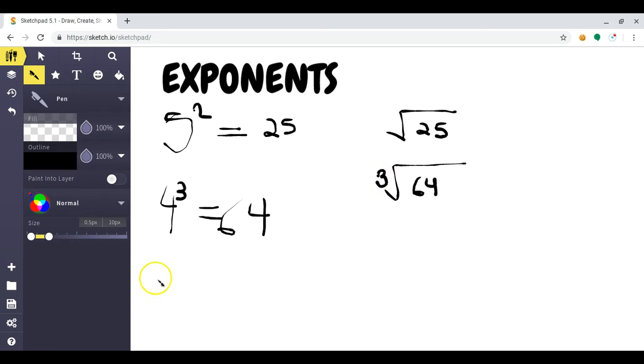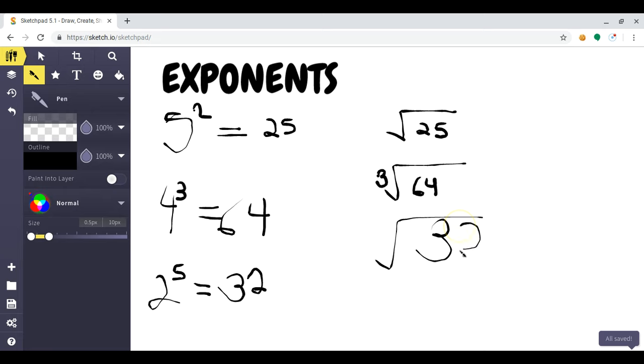So, for example, 2 to the 5th would actually be 32. So, if I want to find the 5th root of 32, I would write it like this: 32 in the root, and then the 5 would be outside, and that's going to help us know that we're trying to find the 5th root, or the number that, when multiplied 5 times by itself, equals 32.